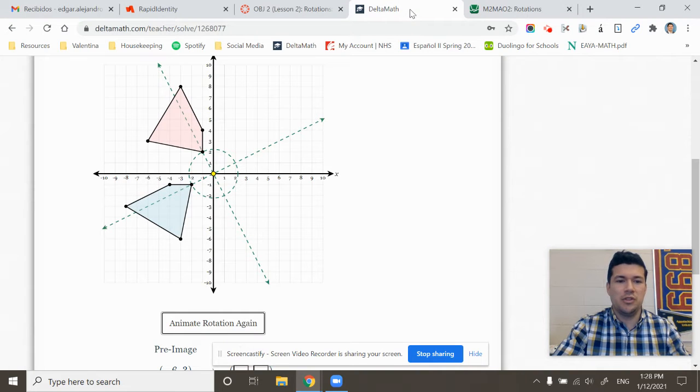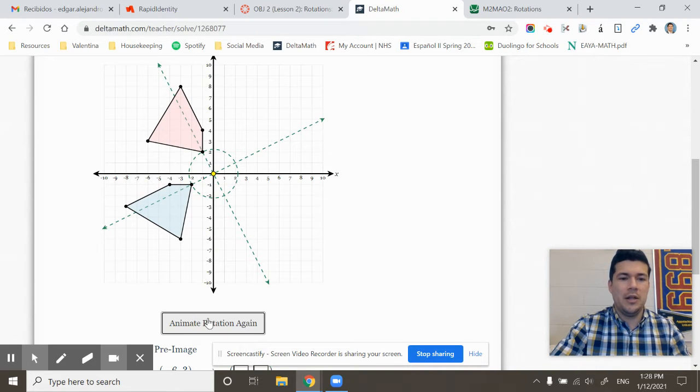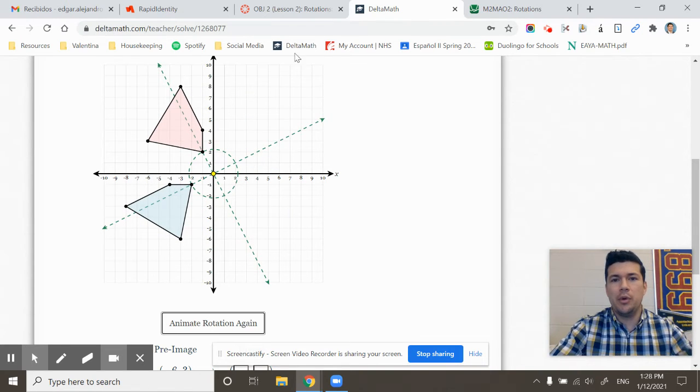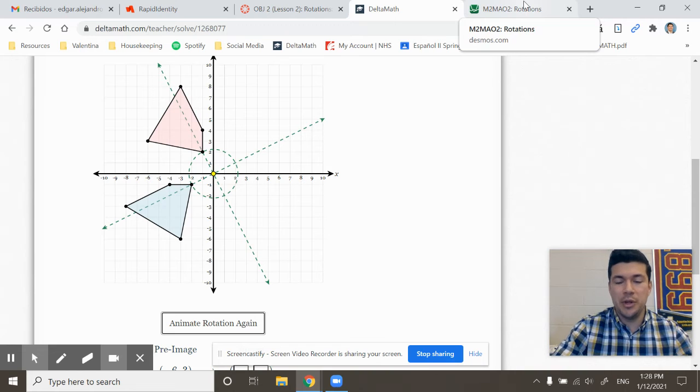So let's look at an animation of this rotation. If I animate it, I rotated it 90, 180, 270 degrees counterclockwise. One more time, it went 90, 180, 270 degrees. If it would have rotated 360 degrees, then it would have been back at the original position.